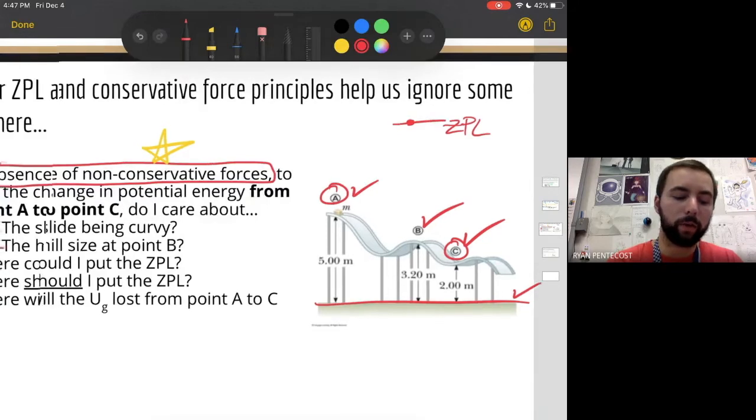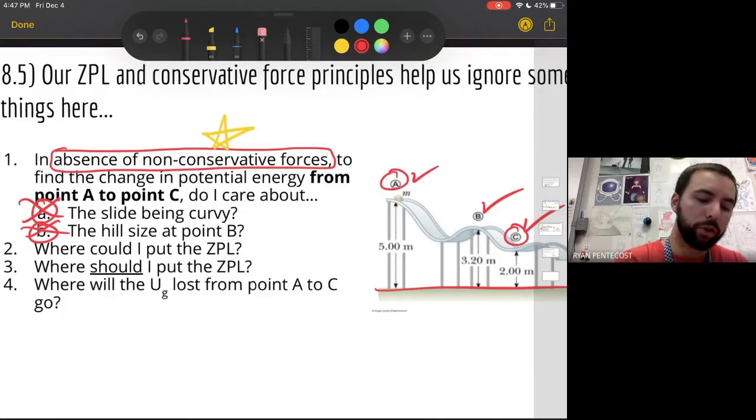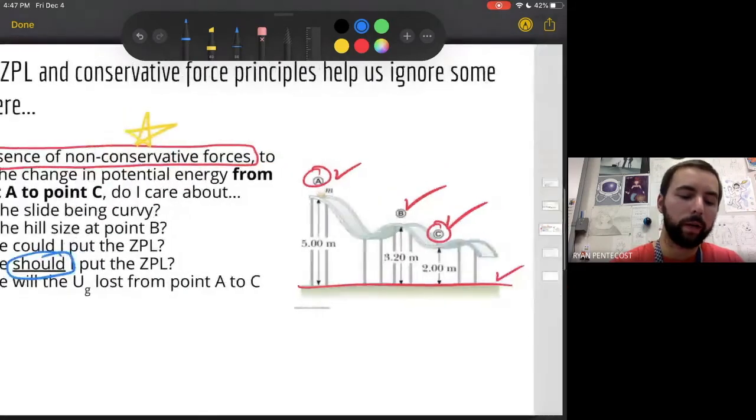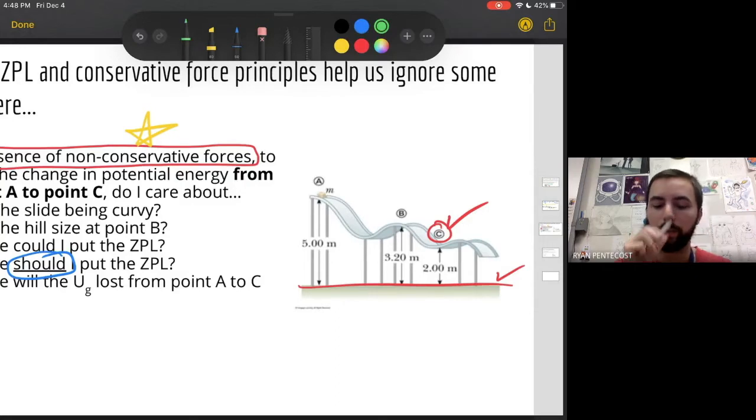Now, the next question addresses the more important topic. Where should you put the ZPL? Putting the ZPL at point B, I never recommend. Unless you have a much more convoluted problem than this simple going down a curvy slide, I do not recommend putting your ZPL in the middle. On this problem, I wouldn't even recommend putting it at A. But I tell my students that you can put that point at C or at ground level, and I'll explain why.